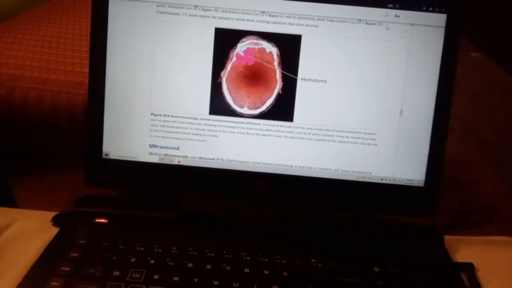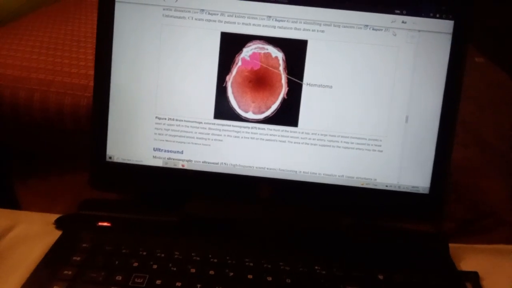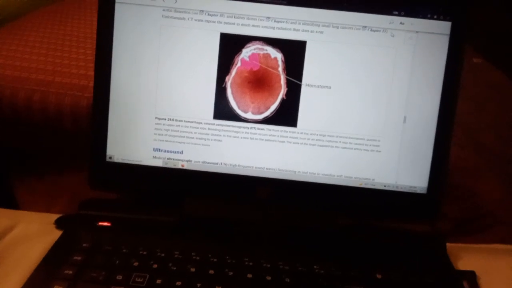The area of the brain supplied by the ruptured artery may die due to lack of oxygenated blood, leading to a stroke.